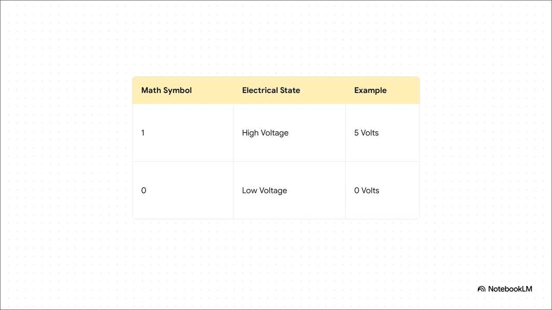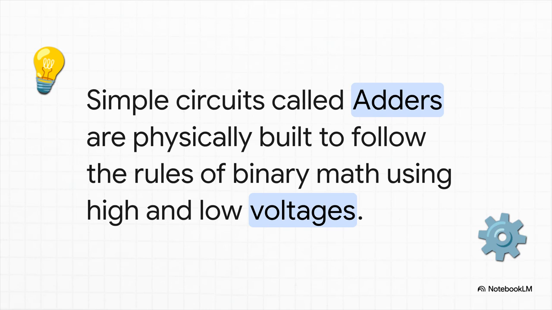So we make a very simple agreement with it. We say, hey computer, if you see a high voltage signal, let's say 5 volts, just think of that as a 1. And if you see a low voltage, basically nothing, think of that as a 0. Simple as that. And once you have that basic rule in place, high voltage is 1, low voltage is 0, then engineers can build these tiny little physical circuits called adders. These things are literally hardwired to take voltage levels in as inputs and produce the correct voltage outputs, perfectly mimicking the rules of binary math, including that all-important carry.